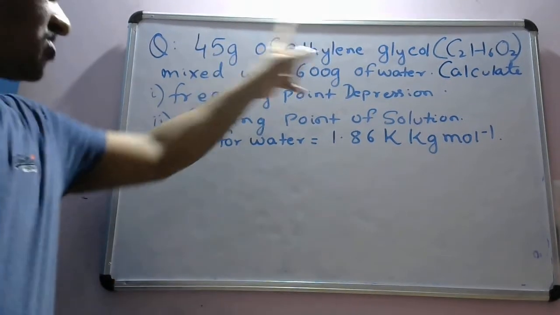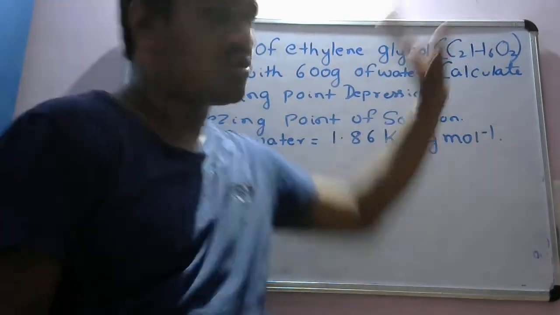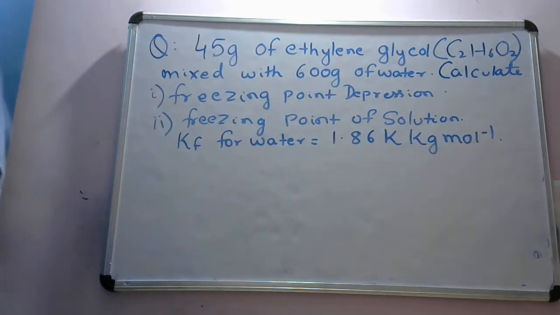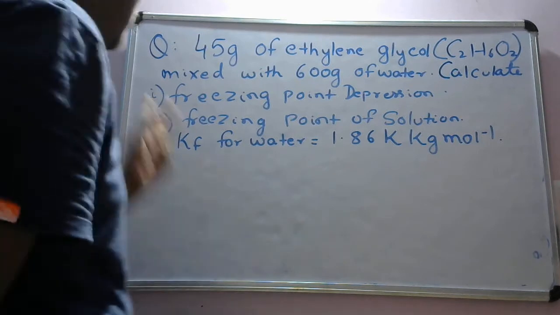So mass of solute is given. Solute is our ethylene glycol, whose molecular formula is given to us, C2H6O2. The mass of solute is 45 grams. It is mixed with 600 grams of water. So mass of solvent is also given to us, that is 600 grams. Solvent is water. You have to calculate two things.